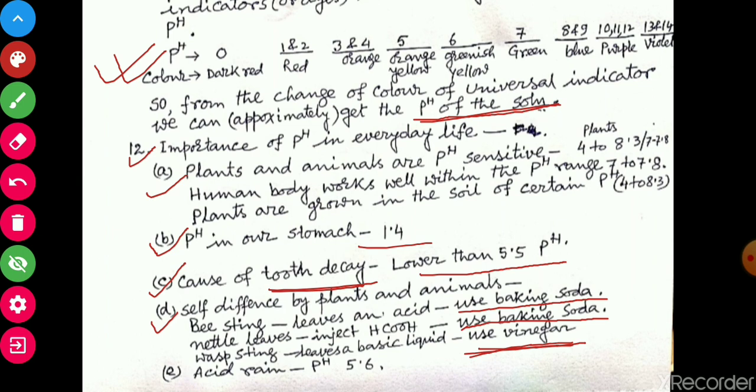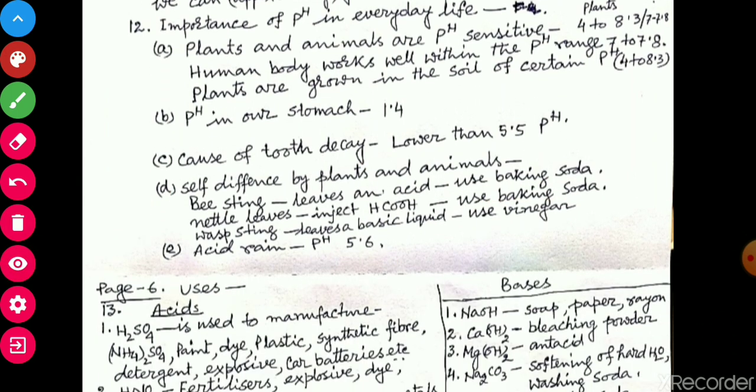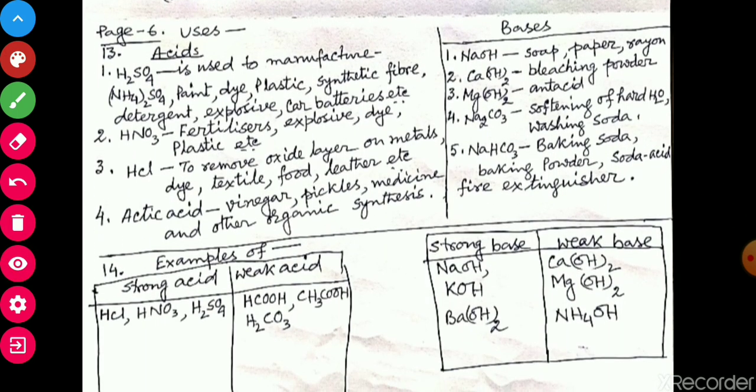Acid rain. When the first rain of the monsoon makes the water of pH 5.6, it is called acid rain. Now, uses of acids and bases.